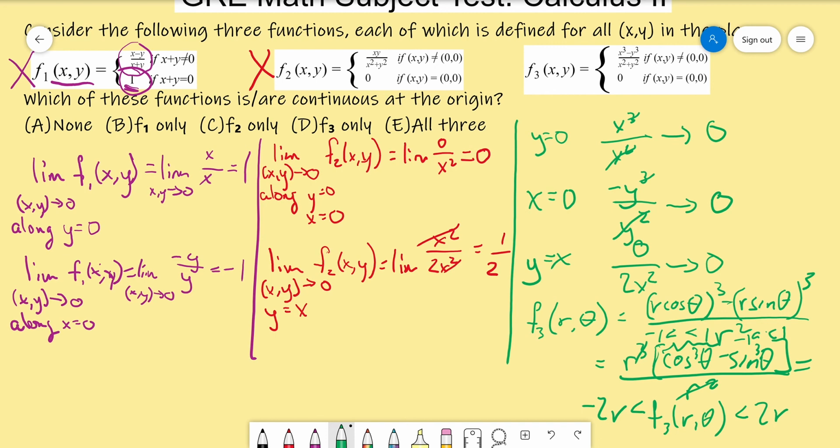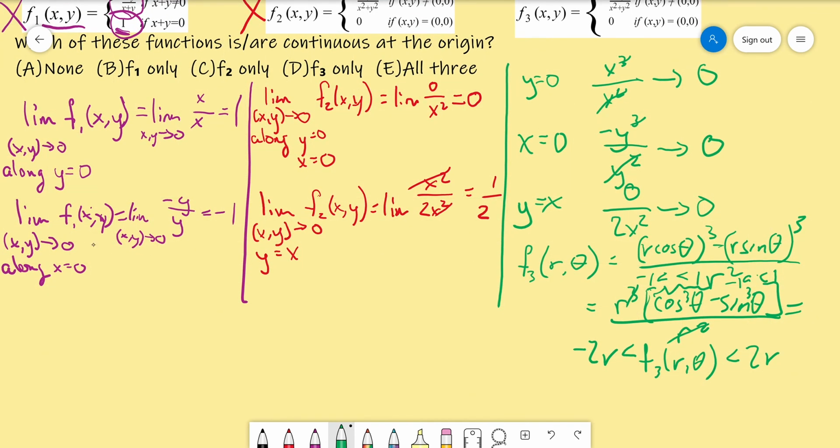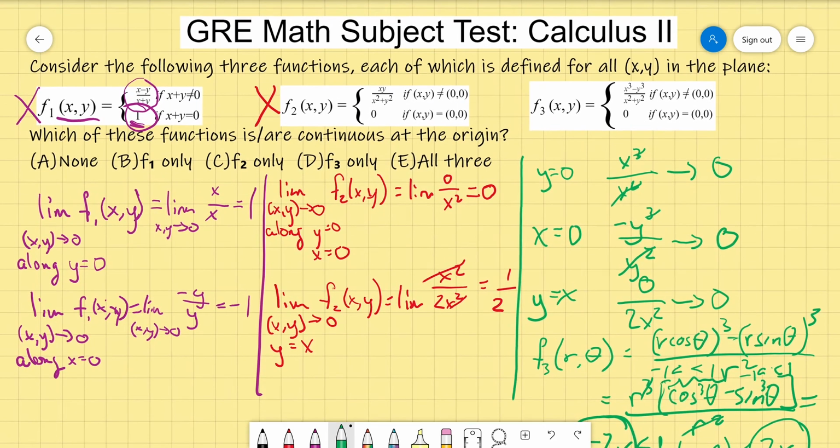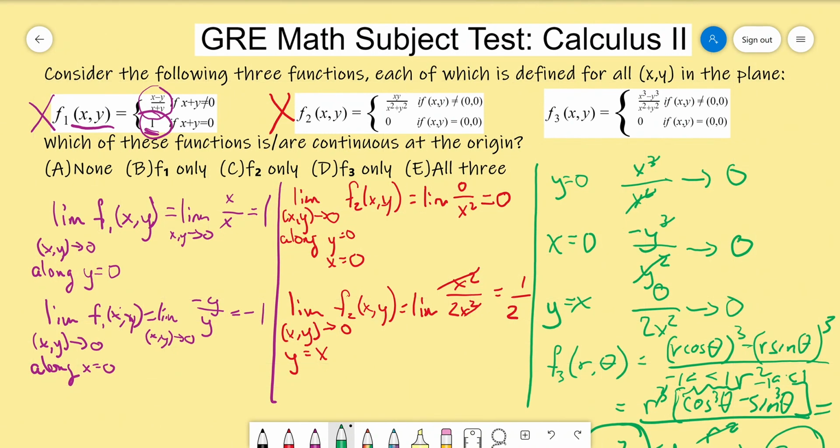Now if we approach the origin by taking the limit as r goes to 0, then by the squeeze theorem or the sandwich theorem, we know that -2r goes to 0 and 2r goes to 0. So therefore f3 also has to go to 0. So that proves that f3 is continuous at the origin. So our answer is f3 only, D.